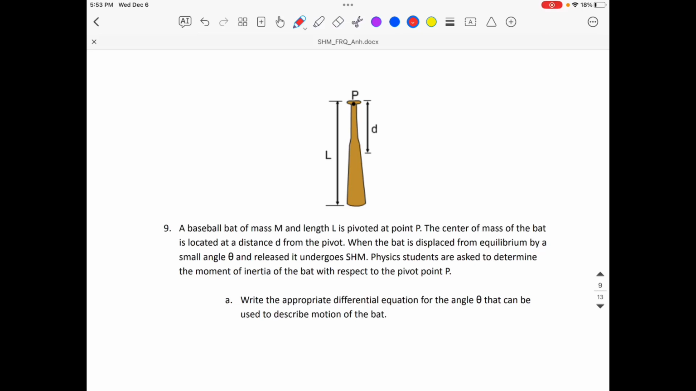All right, so in this scenario, we've got a bat that is on some sort of pivot, and we displace it. Well, it's a terrible bat, but we displace it some angle that's less than 15 degrees, because those are our conditions in order to have simple harmonic motion. When we displace it, we always look at it from the center of mass of the object.